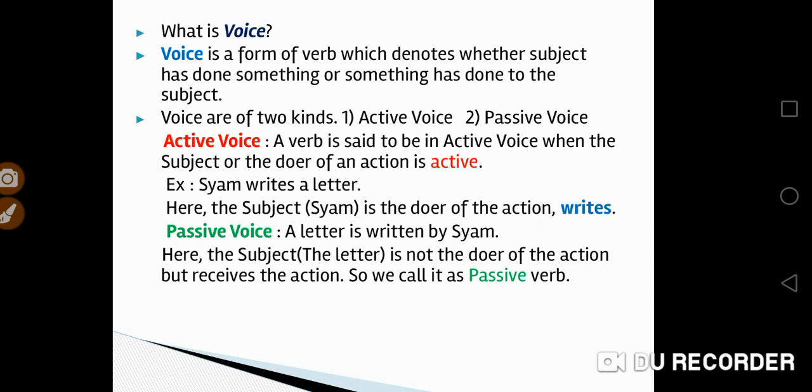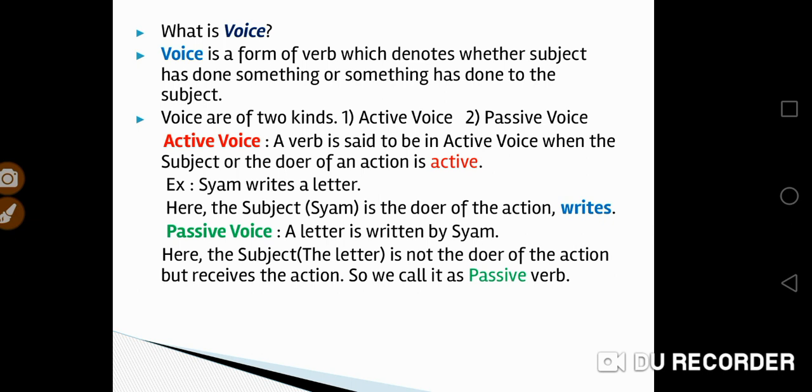Voice is a form of verb which denotes whether subject has done something or something has done to the subject. Voice are of two kinds, active voice and passive voice.